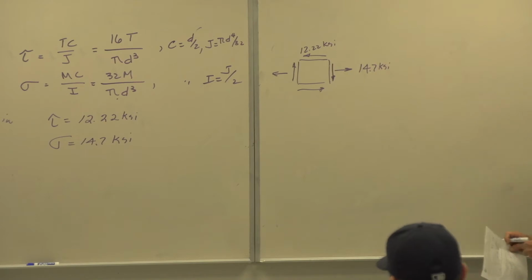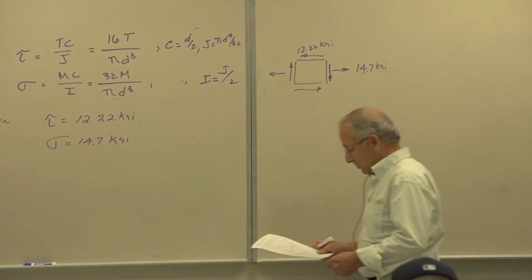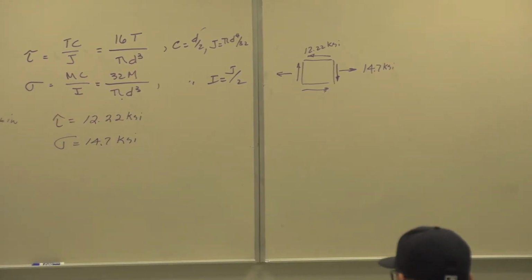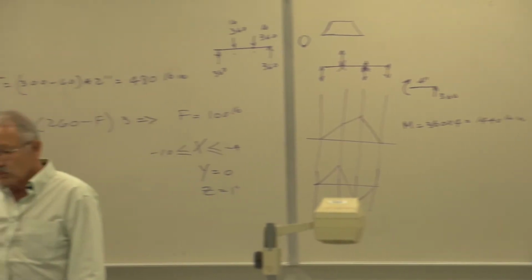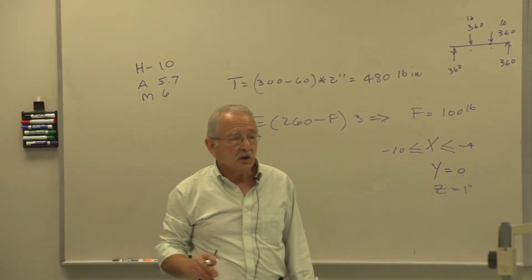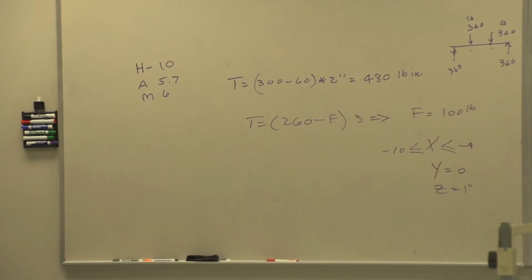Then you draw Mohr's circle and find principal stresses if you want. But in the quiz, that's all you have to do. You have to draw that element and show all of the stresses acting on it. If you wish, you can continue, find the principal stresses, maximum shear stress, their directions, and all of that.